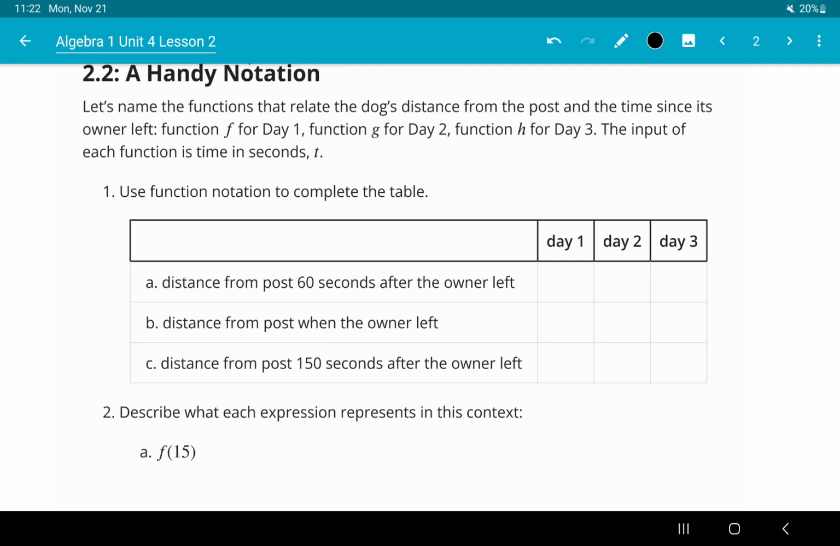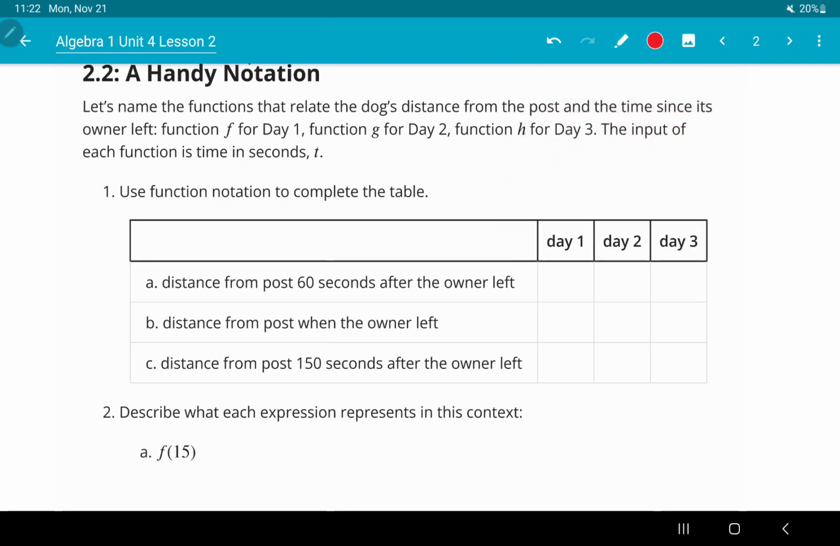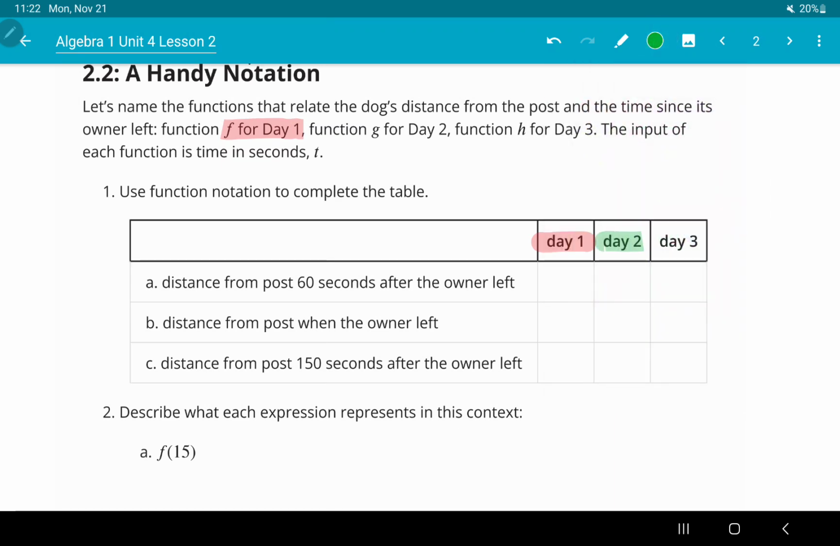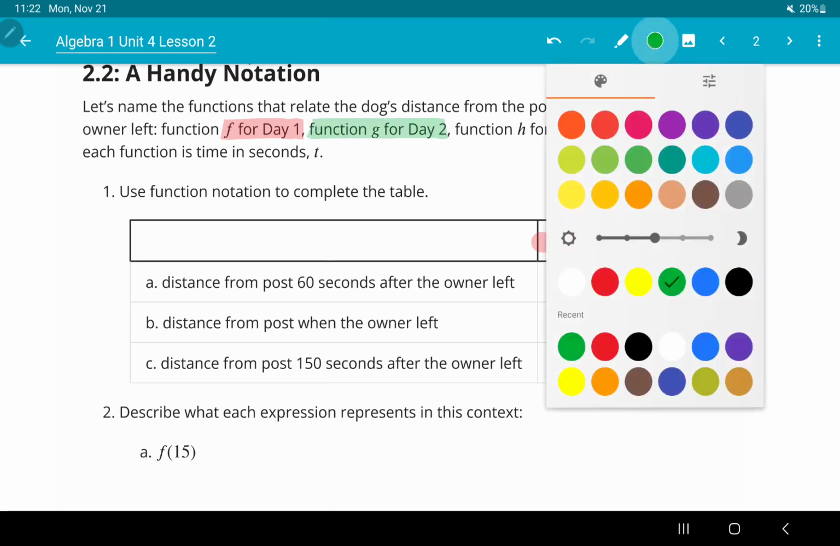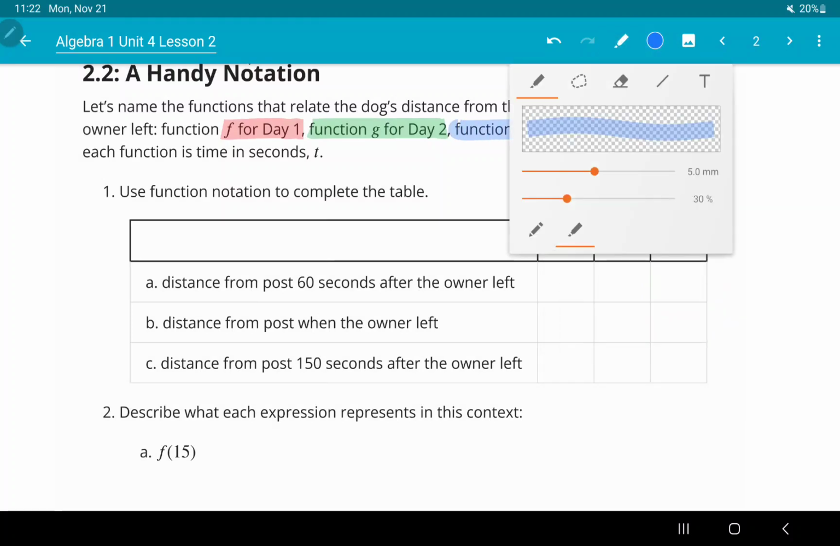Okay, so on day 1, let's do this. Day 1, we're using, oh, that's too big. Let's try this. There we go. Day 1 is F. Day 2 is G. And day 3 is H.